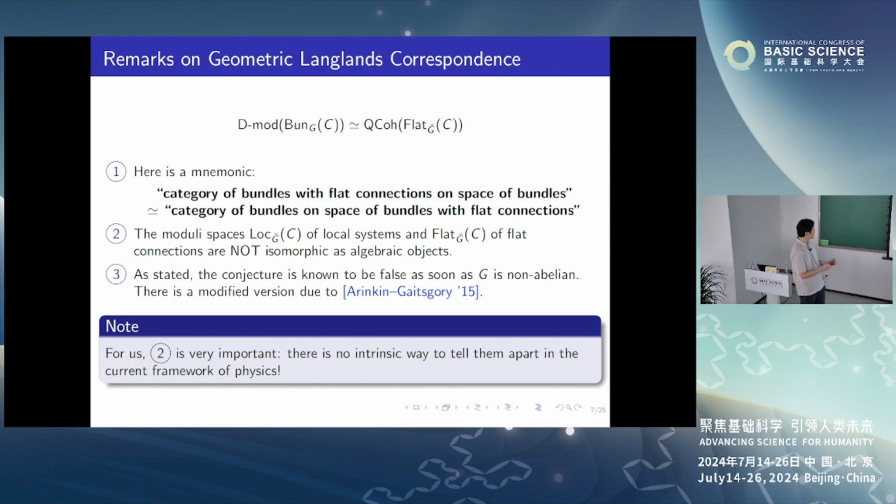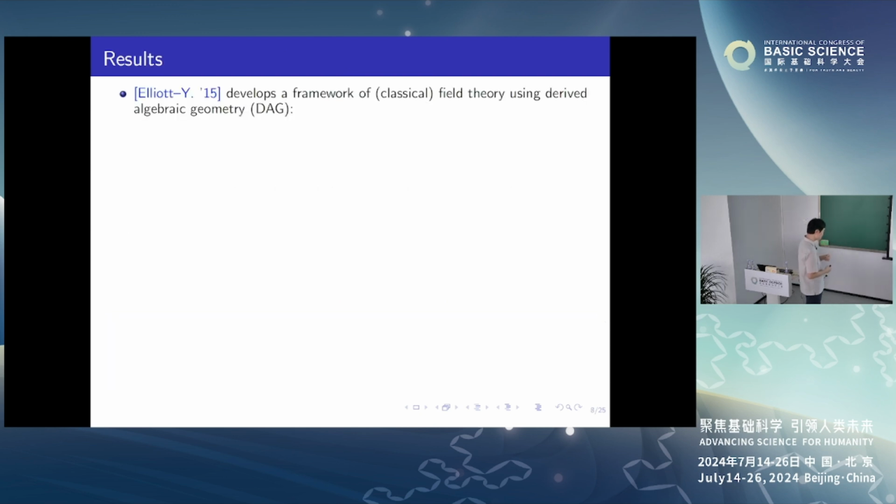For instance, this modulus local systems as an algebraic object does not depend on the complex structure of C, whereas this flat G check of C does. So they are just completely different, at least for an algebraic matter. And there is just no framework of physics to have that into account. Okay, so given that, I want to just explain.